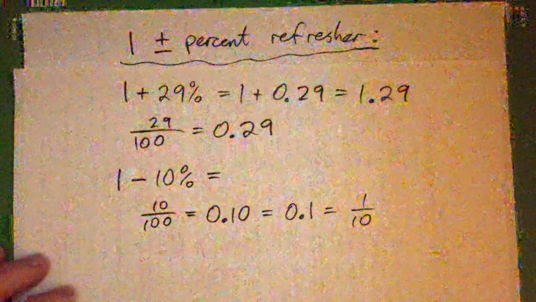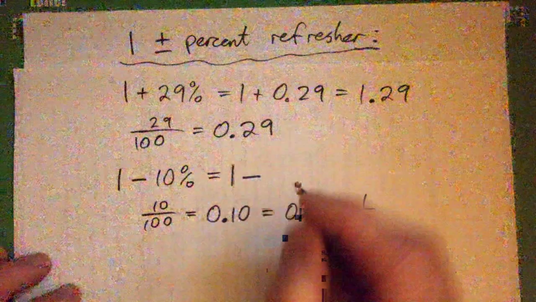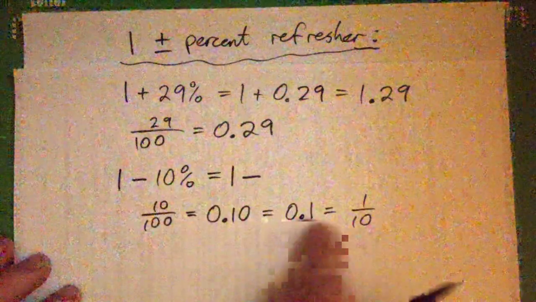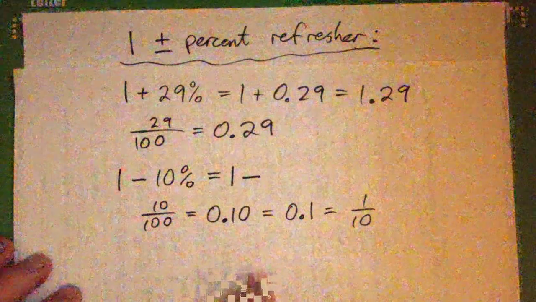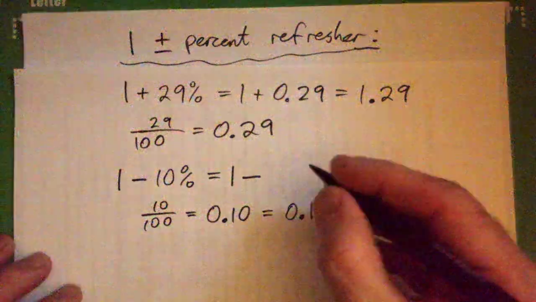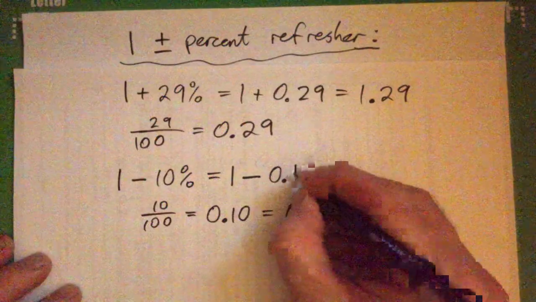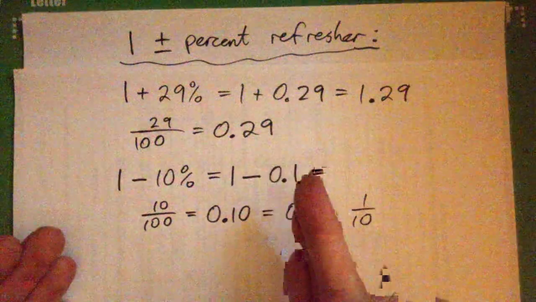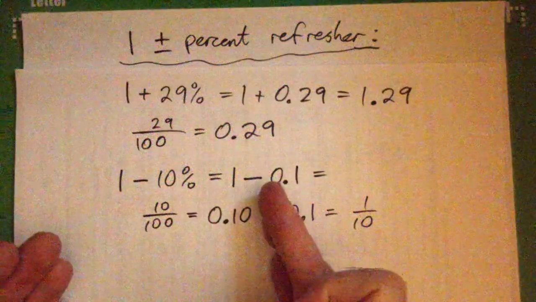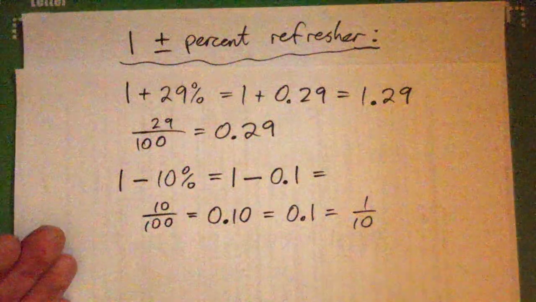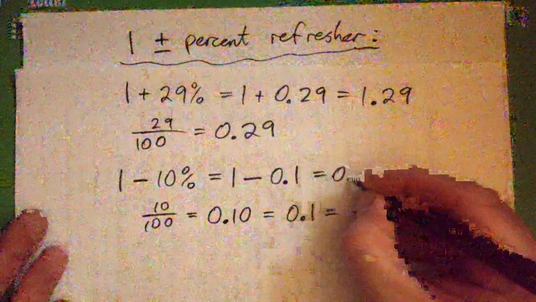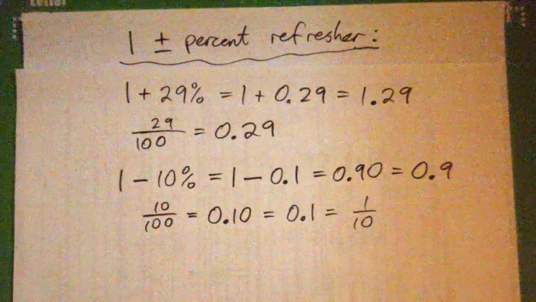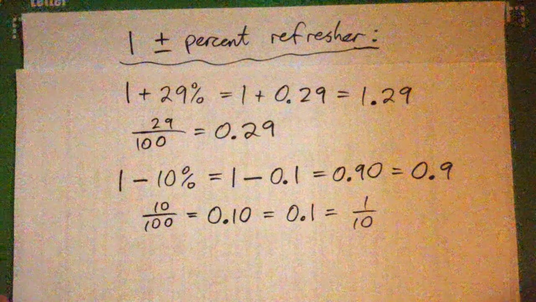In any case, we have 1 minus 10% as a decimal. I don't care if you use this or this, it doesn't matter. So we can go 1 minus 0.1, which is like $1 minus a dime. $1 subtract a dime is 90 cents, right? 0.90 or 0.9, same thing. You all clear on that? That's 0.9.